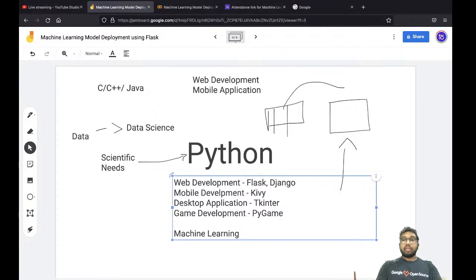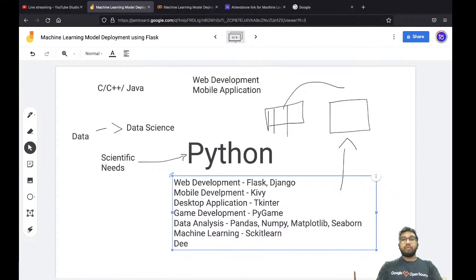Let's start with data analysis. If you want to perform data analysis, you can go with Python. You need to learn about pandas, NumPy, and Matplotlib and Seaborn for visualization. It's not Dborn, it's Seaborn. And for machine learning, you can go with scikit-learn.